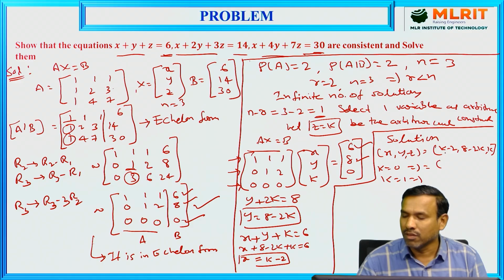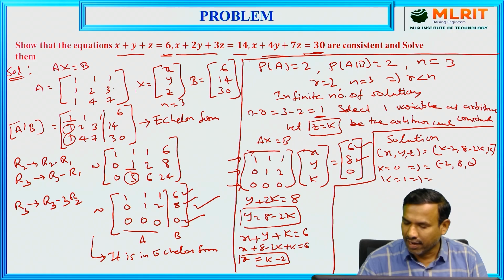So that is 0 minus 2 minus 2, 8 minus 0, 8, 0. One solution: suppose you are writing x is k, k is equal to 1. 1 minus 2 minus 1, 8 minus 1, 8 minus 2 into 1, 8 minus 2, that is a 6. Right? And k is equal to 1. This is the one solution.